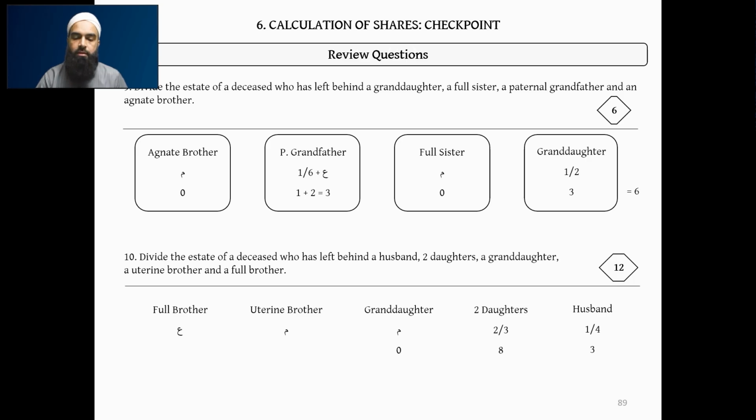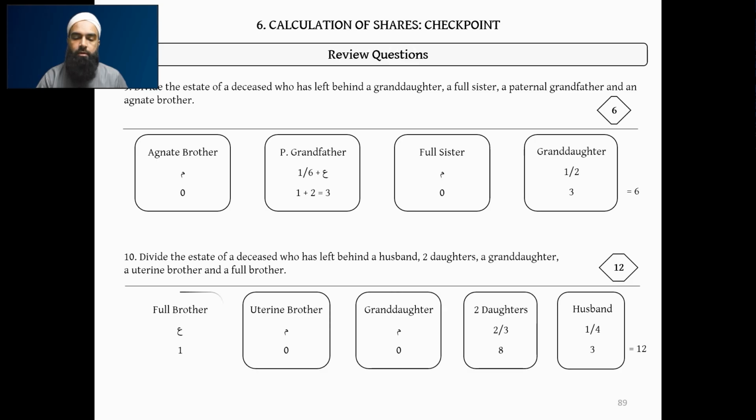Granddaughters receive nothing. Our uterine brother receives nothing. So now we see the full brother receives the remaining: 8 plus the 3 is 11. There's only 1 left over to give to the full brother, so the full brother receives 1, and that equals the 12 that we divided the property into. So everything is okay.